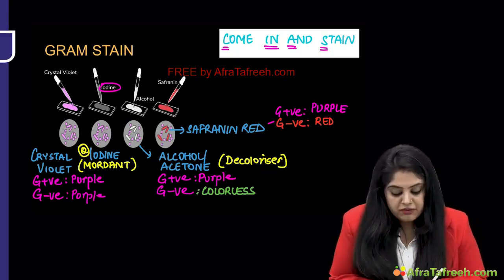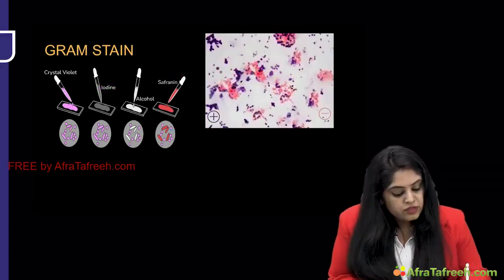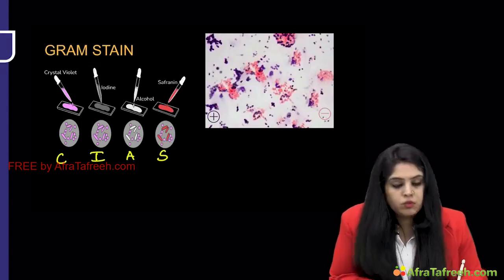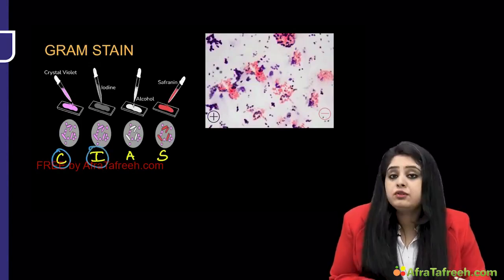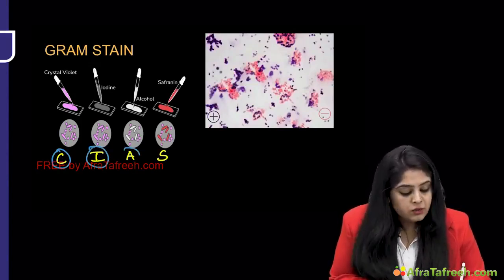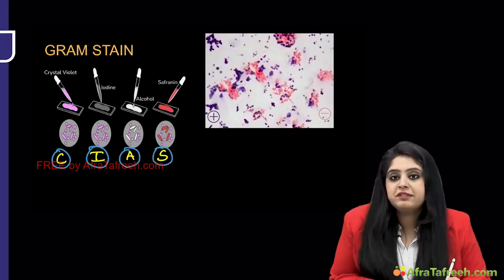First, everyone, please revise with me so that I can tell you the principle behind it. Come in and stain. Can you tell me what all was used? The first one is crystal violet. Next is the mordant, that is iodine. Third is alcohol or acetone. And the fourth one is safranin red.